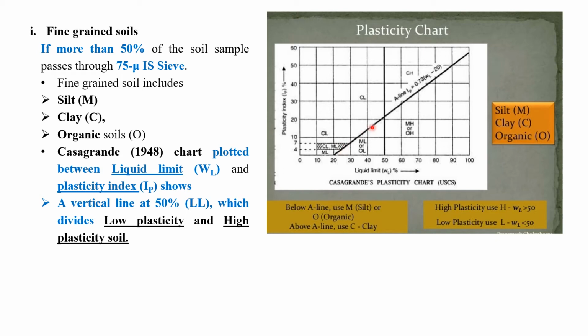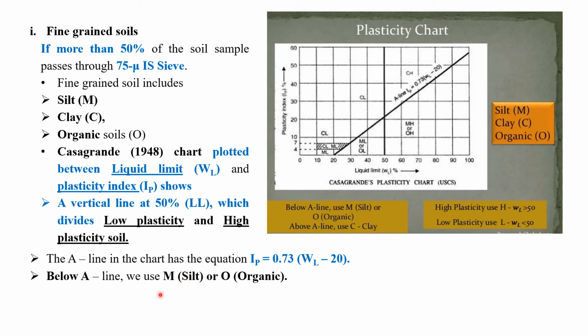A line, Casagrande line. So the A line, Casagrande has given the formula: IP, that is plasticity index, is equal to 0.73 into (liquid limit minus 20). This is the A line equation, right? We can see what are the applications of these two lines.